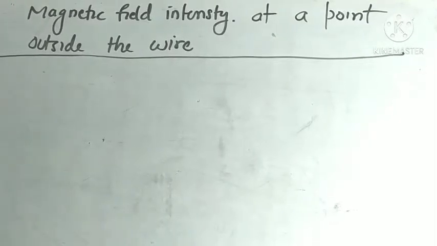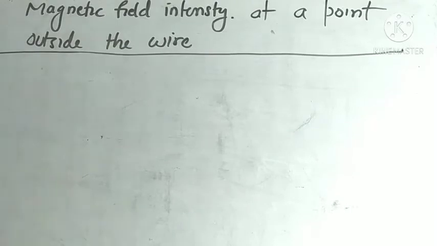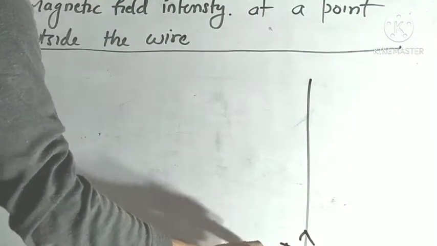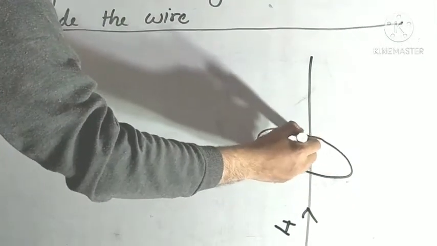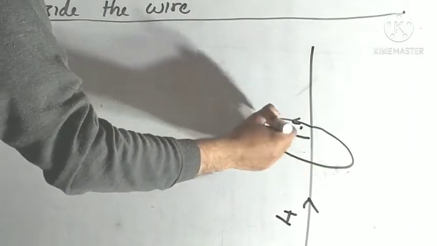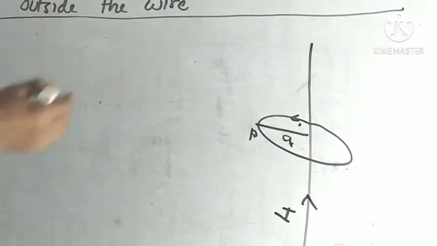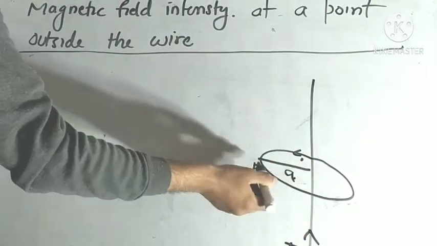Now we discuss its special case, magnetic field intensity at a point outside the wire. We take a wire with current I flowing through it, due to which a magnetic field is produced in the form of a circular loop. We take any point P outside this wire, and the distance of this point P from the wire is a. So P is a point outside this wire in space.